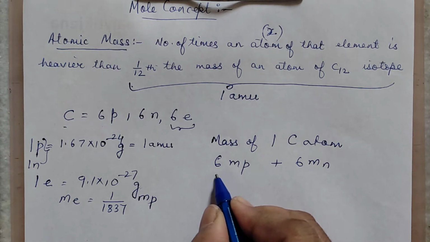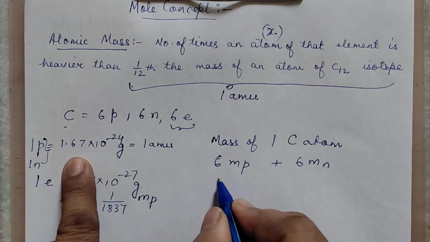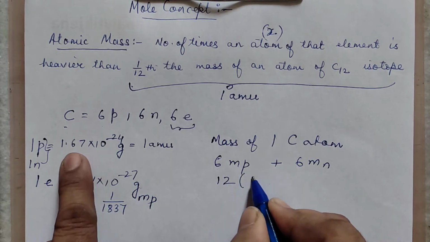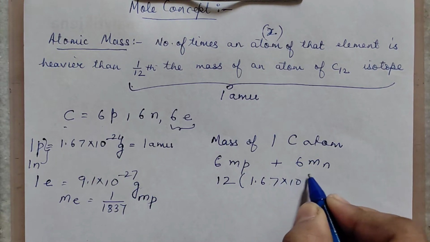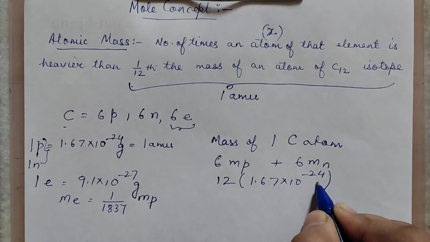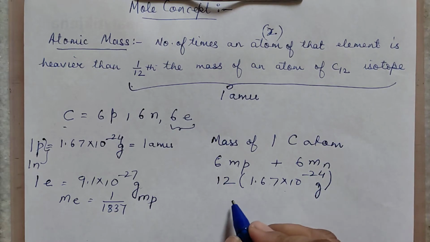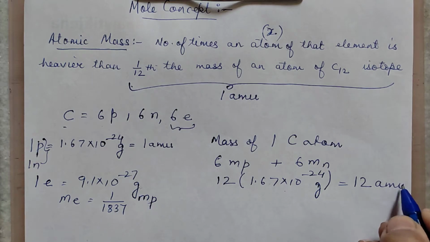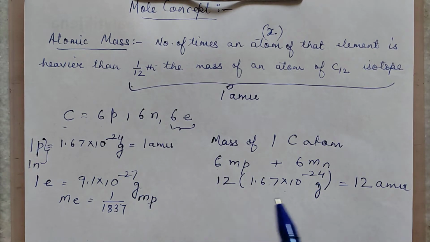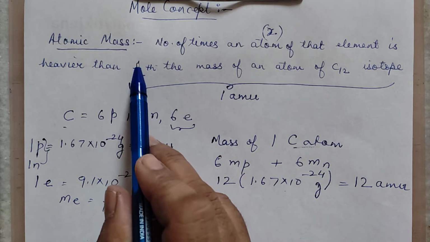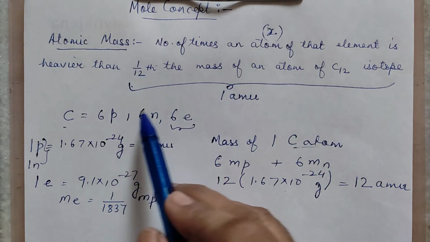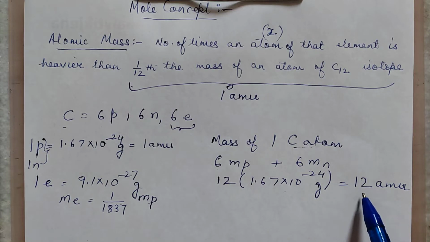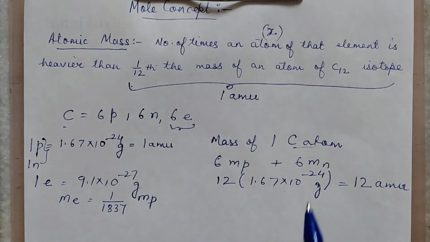So what is the mass of the proton? This much, and the neutron is also the same, so I can write 12 put together: 12 into 1.67 into 10 to the power minus 24 grams. That means this part is nothing but AMU. So we can say the mass of one carbon atom is nothing but 12 AMU. Yes, the mass of one carbon atom is 12 AMU. Fine, 1/12 of an atom of carbon 12 means 1/12 of this 12. That means it will be 1. Okay, this is 1 AMU.